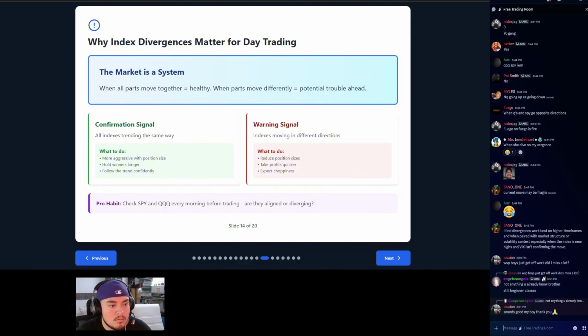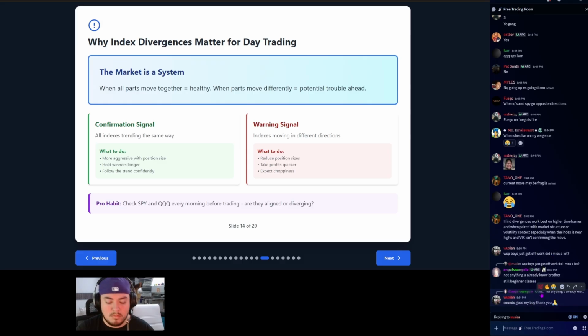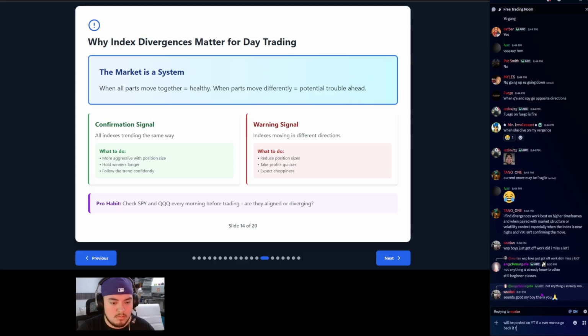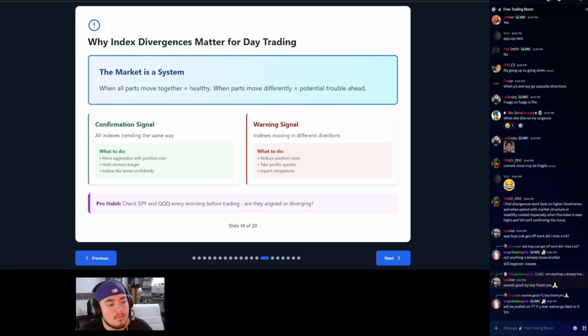The warning signals, when we want to go cautious in the market and go light, are when indexes are moving in different directions. And lately, the market's been moving very weird in the morning, right? Very sporadic the first 30, 45 minutes of the market. First hour, to be honest. When you see these indexes moving in different directions, what to do? You reduce your position sizes. You take profits quicker when you are in a market like this that's very choppy and range bound, because we have these aggressive moves down, followed by aggressive pops back up, followed by aggressive moves back down. So if you get caught on the wrong side, it could hurt you for sure. You've got to expect the choppiness when you see divergence like this.